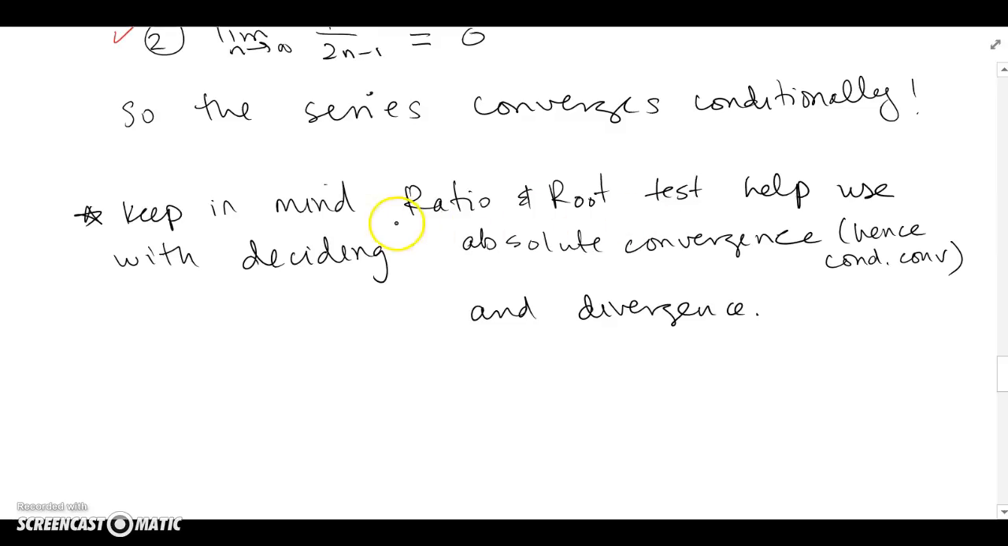Keep in mind that the ratio and root tests actually help us with deciding absolute convergence, which automatically implies convergence, and also divergence. So they're really useful in answering these questions.